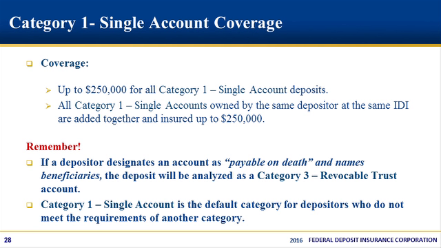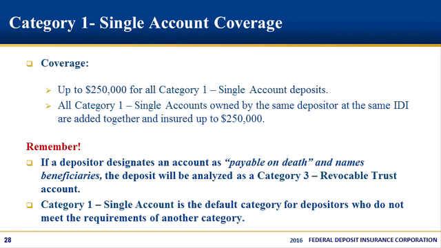Well, here's one of the biggest misconceptions. If you have a single deposit owner who designated the account as a payable on death and names beneficiaries on that account, the deposit will first be analyzed using the rules provided for under Category 3 Revocable Trust Accounts.